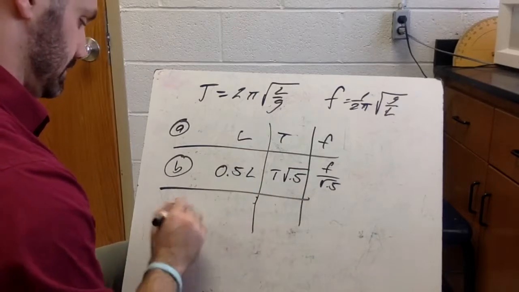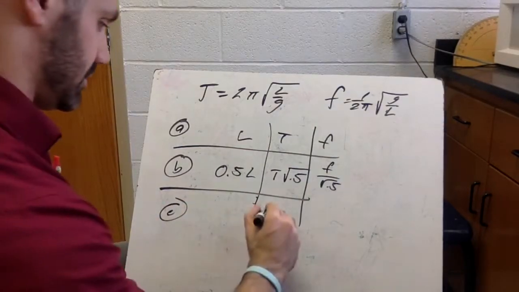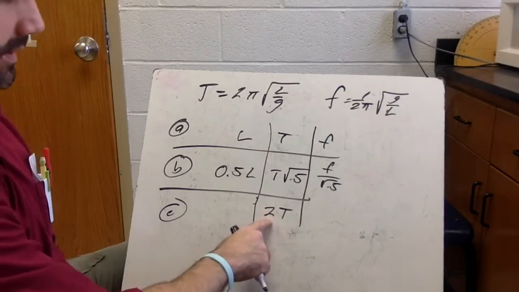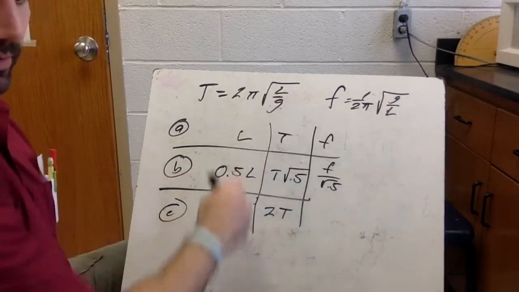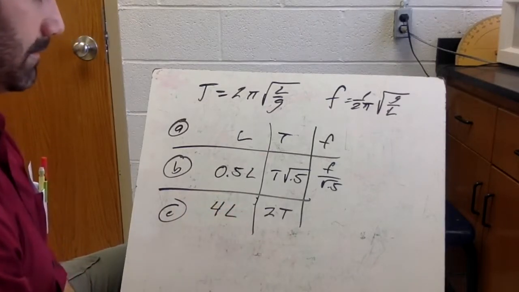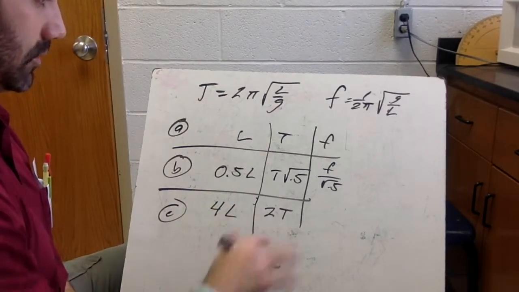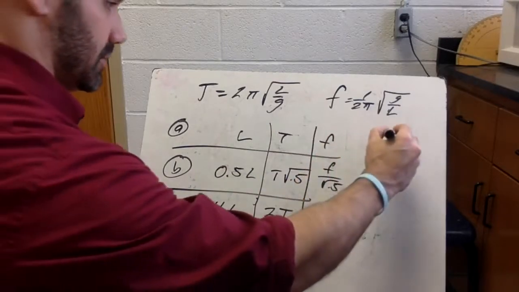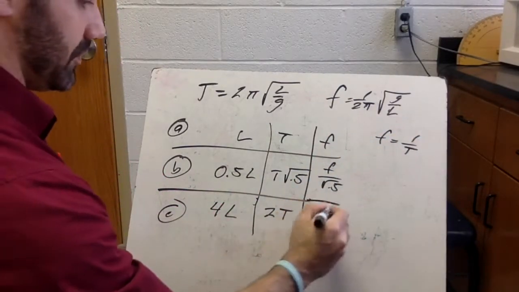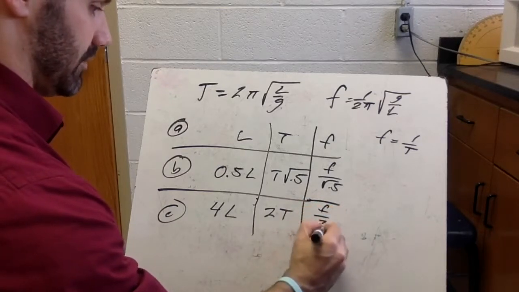What about C? C gives us 2T. So in order for the period to double, that means that the length actually has to be 4 times as much, 4L. And then when I flip this, f is also equal to 1 over T. So that means I'm going to have half the frequency, f over 2.